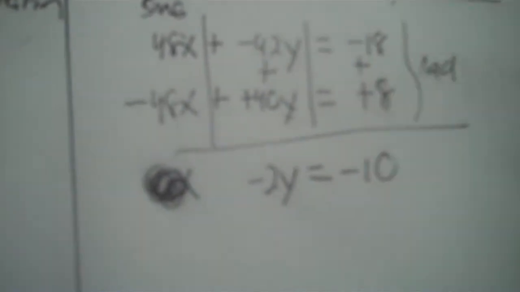Then we take negative 42 plus 40, both negative and a positive, so we add them. That's negative 2y. And then we take negative 18 and add positive 8. It's going to be negative 10. Now you can solve, okay? So you got times, so you just divide by negative 2. Negative 10 divided by negative 2 is 5. Y equals 5. So you got your answer for y.